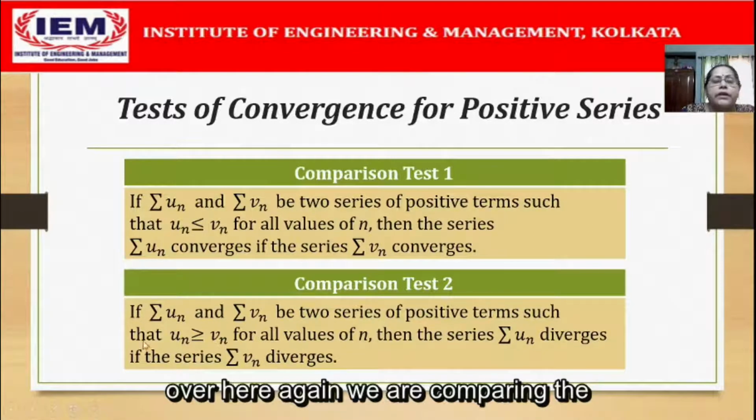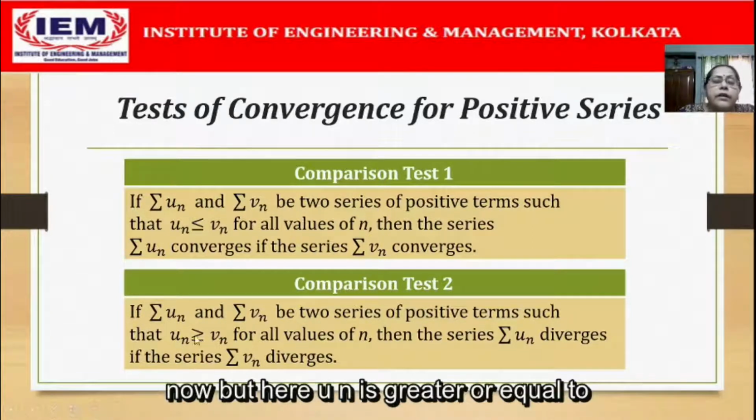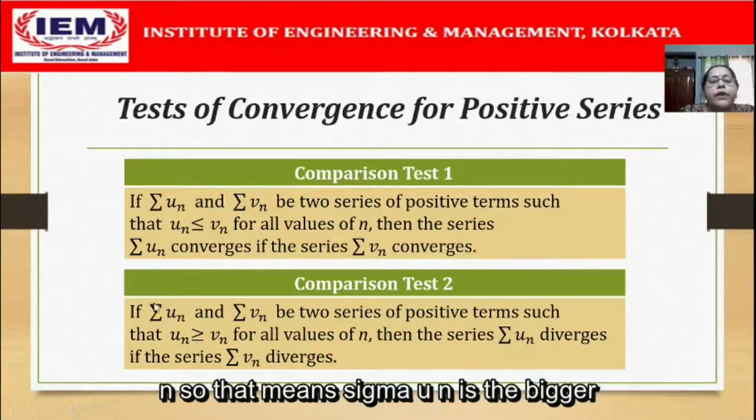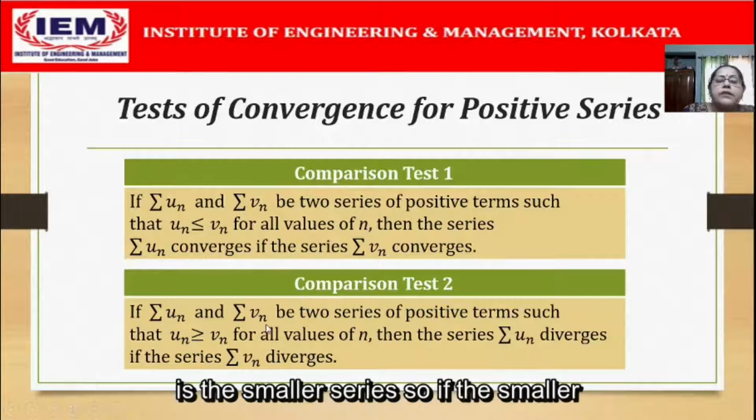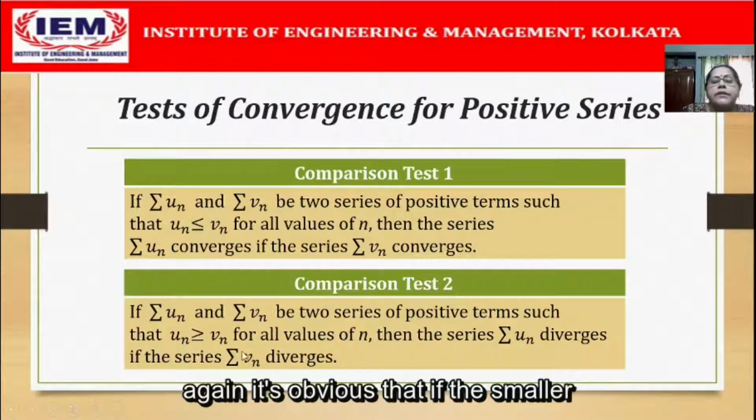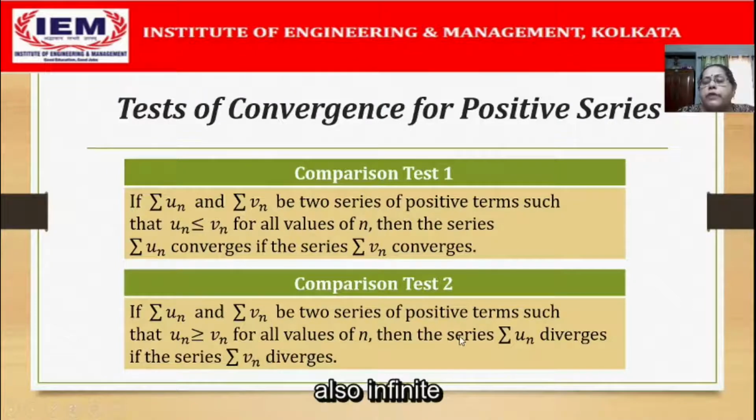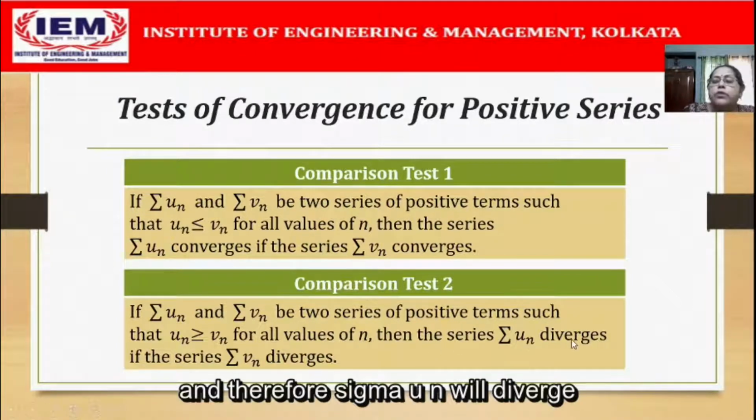Again, we are comparing the terms of the two series. But here un is greater than or equal to vn. So that means sigma un is the bigger series and sigma vn is the smaller series. So if the smaller series diverges, again it's obvious that if the smaller sum is infinite, then the bigger sum will also be infinite, and therefore sigma un will diverge.